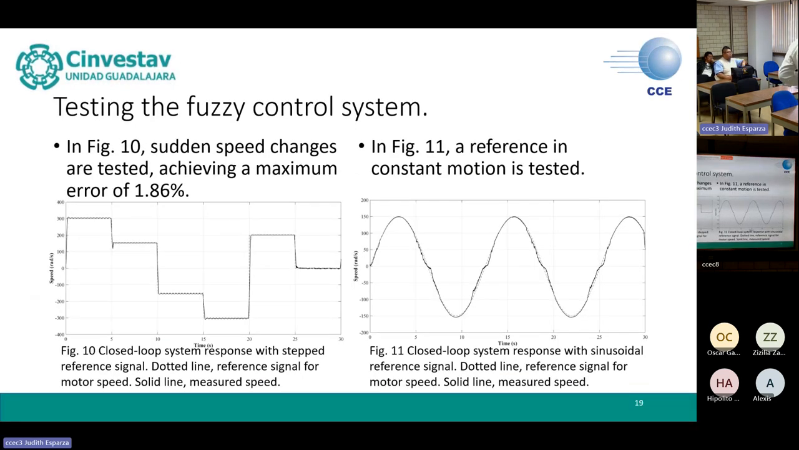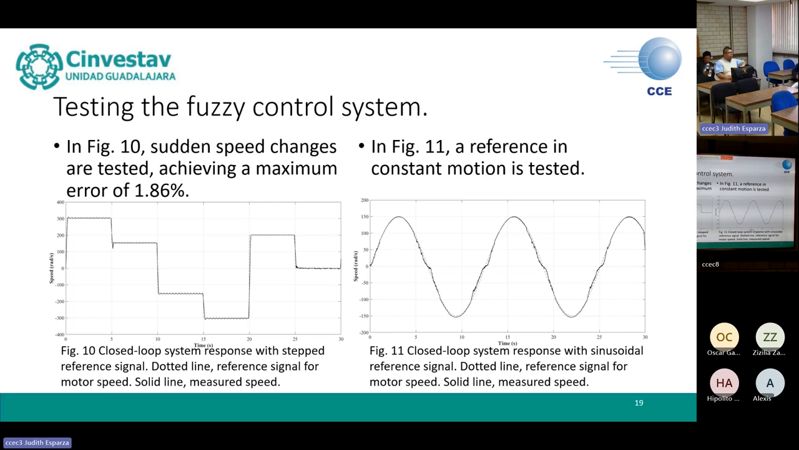Well, testing the FASIC controller system in Figure 10, certain speed changes are tested, achieving a maximum error of 1.86%. And in Figure 11, a reference in constant motion is tested. We can follow the reference.